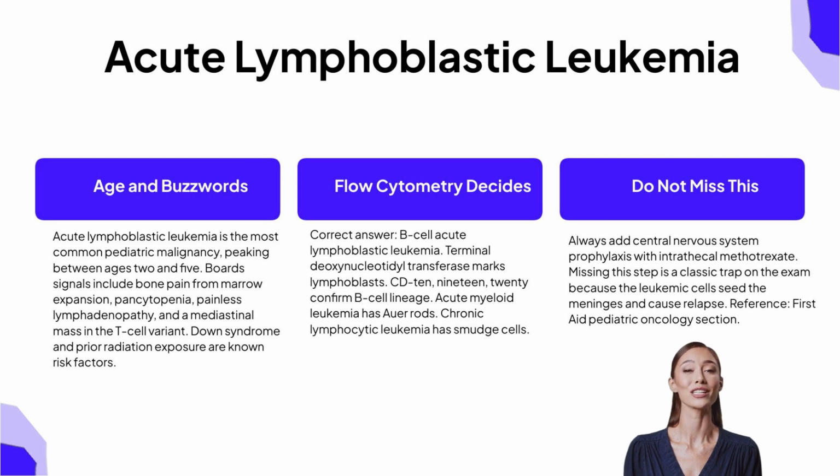Acute myeloid leukemia would show Auer rods and myeloperoxidase positivity. Chronic lymphocytic leukemia is for older adults with smudge cells. Burkitt lymphoma has a starry sky biopsy pattern. Mononucleosis shows atypical lymphocytes, not blasts. First Aid Pediatric Oncology section and Boards and Beyond videos cover this perfectly.